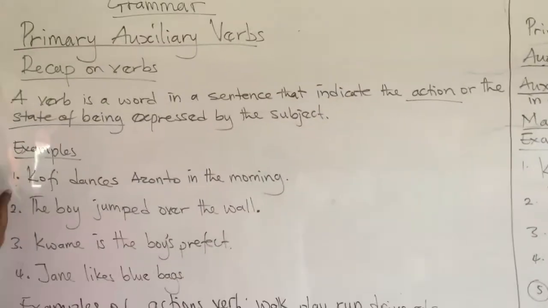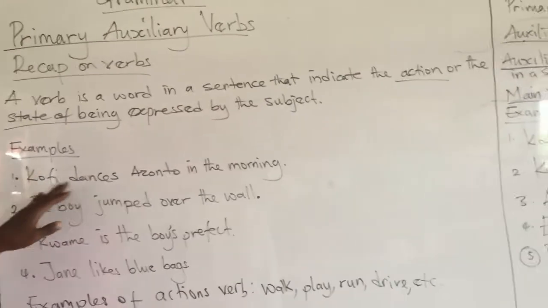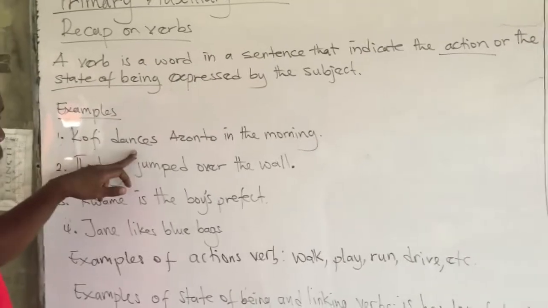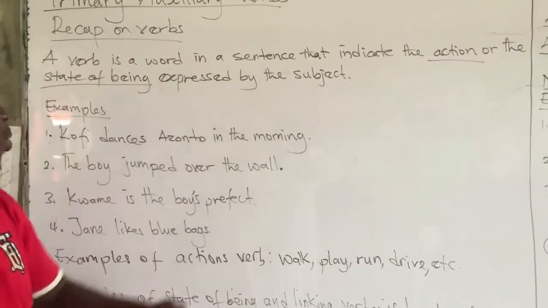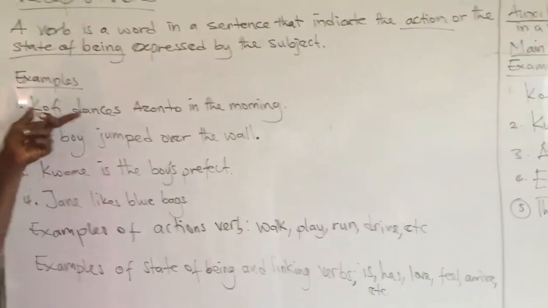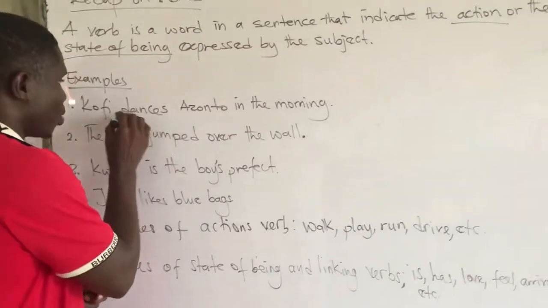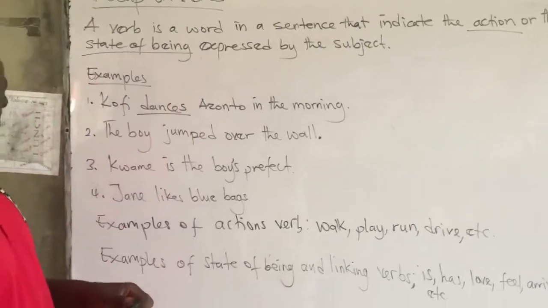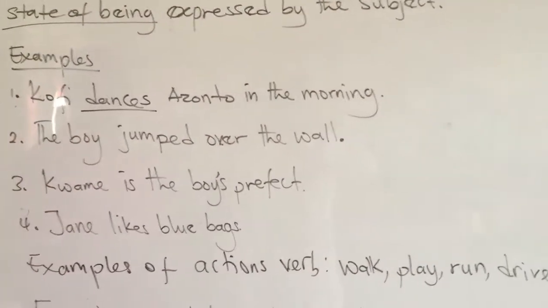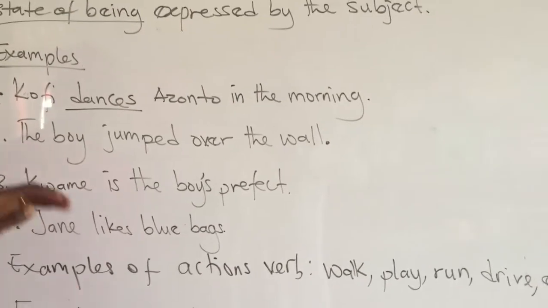Let's look at this example. Kofi dances azonto in the morning. There's an action here, which means Kofi, being the subject, performs the action dance. So here, this sentence answers one part of the definition of a verb. Let's look at the second one.